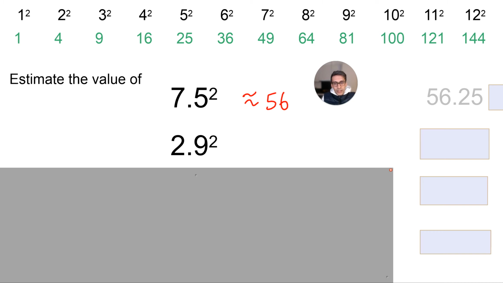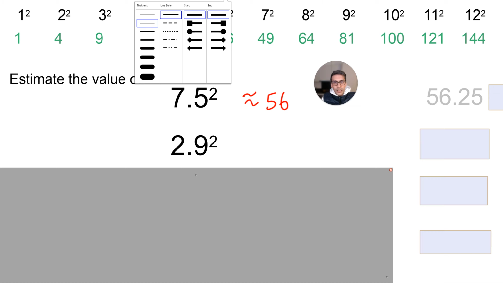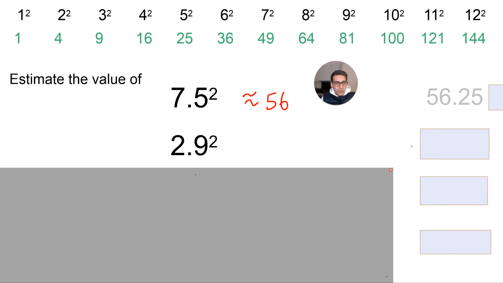So have a go at estimating 2.9 squared. Where would that be on here? What would you think the value is? And then I'm going to have a go as well. And then we're going to figure out what 2.9 squared roughly approximates to.